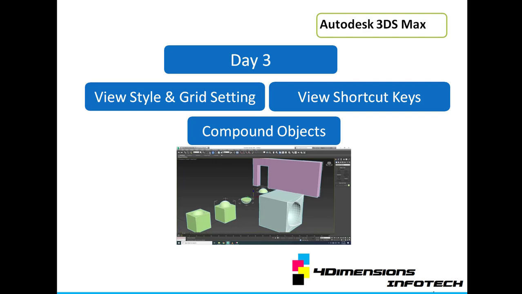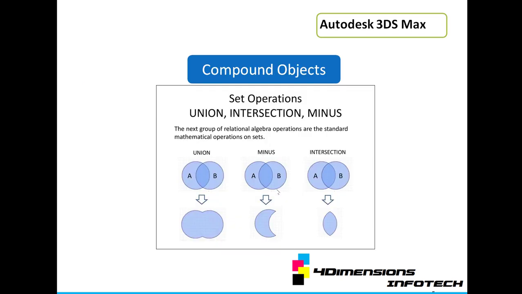Hello. In day 3 we are going to learn the commands like view style, grid setting, view shortcut keys and then compound object. So compound objects are nothing but we can create the opening like this and then we can make it union, subtraction. So here you can see by using the compound object we have the option that is boolean and then true boolean. In that we have the three options like union, intersection and then minus.